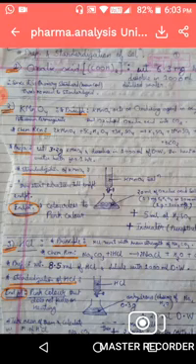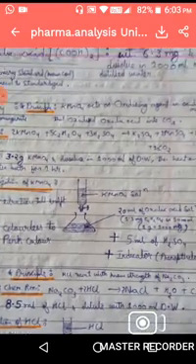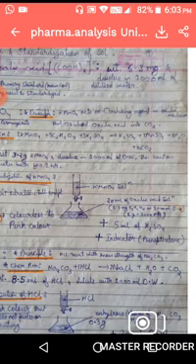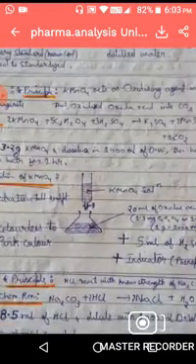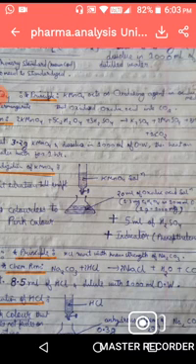Okay, so let's see its principle. KMnO4 acts as an oxidizing agent in acidic medium that oxidizes oxalic acid into CO2, right? Let's see the chemical reaction, that is KMnO4 plus C2H2O4, that is your oxalic acid, plus H2SO4, which I mentioned here, in acidic medium, that's why we are using H2SO4.